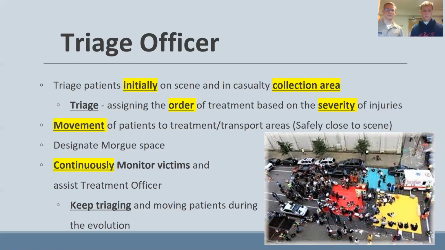They're responsible for moving the patients once they triage them. They're responsible for helping to get them to their respective areas where they're supposed to be. And they're supposed to help the treatment officer in what they need after they're done triaging. Triage is a constant process. So first is primary, then secondary. Secondary is continuous, so you're constantly monitoring the patient's disposition and how they're doing.